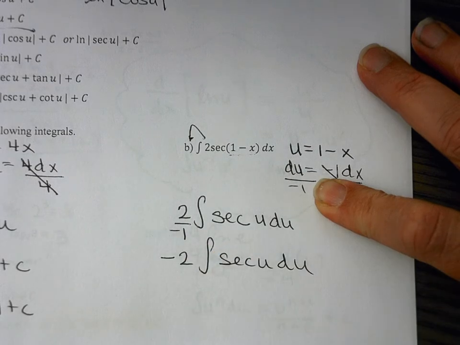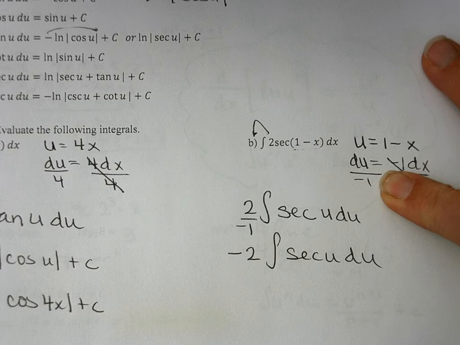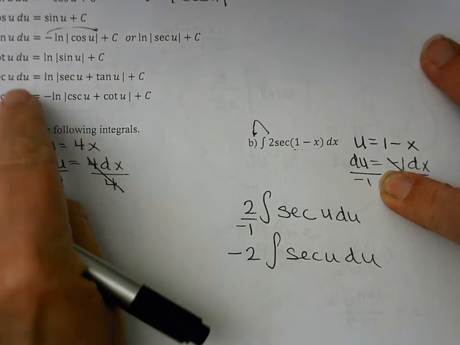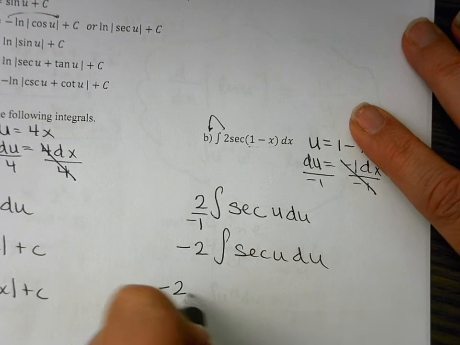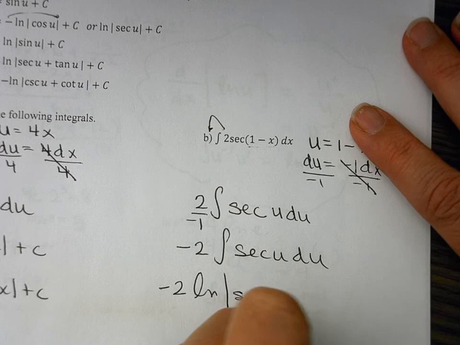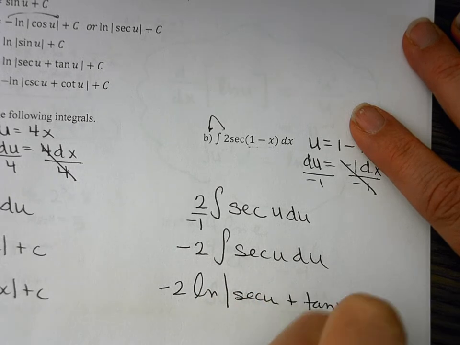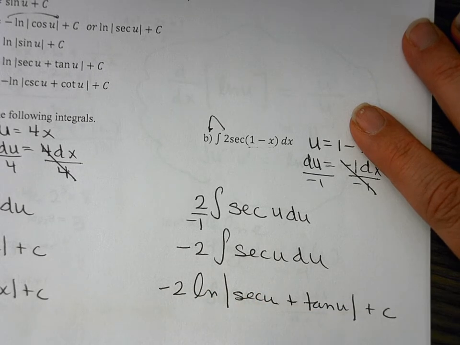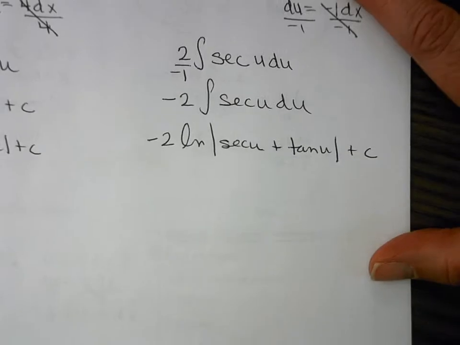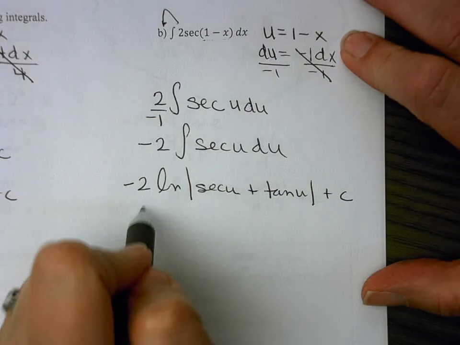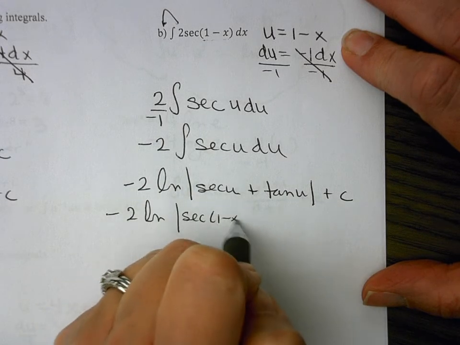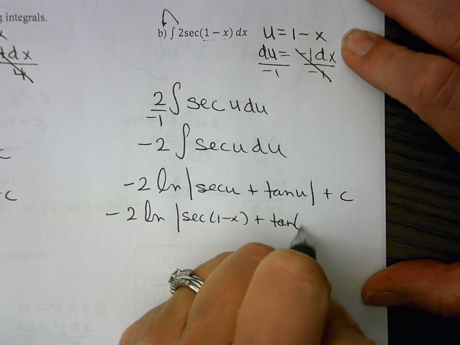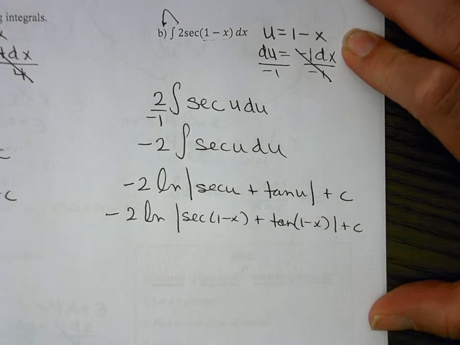One of the 34 that I need to know, I don't know, a lot, right? So I'm looking up here, integral of secant u is this guy right here. Something so lovely. So that would be natural log of the secant of u plus the tangent of u plus c. And very last step, don't leave it in terms of u, head back to x's. So that would be -2 natural log of secant of 1 minus x plus the tangent of 1 minus x, and plus c. There you go.